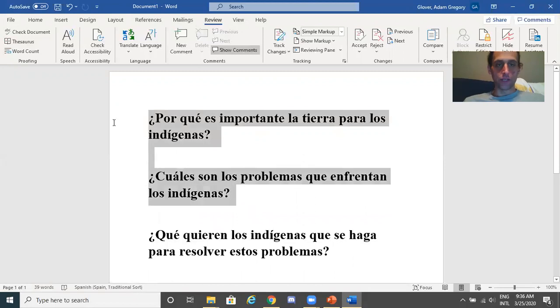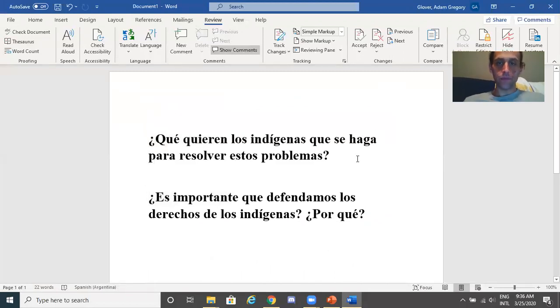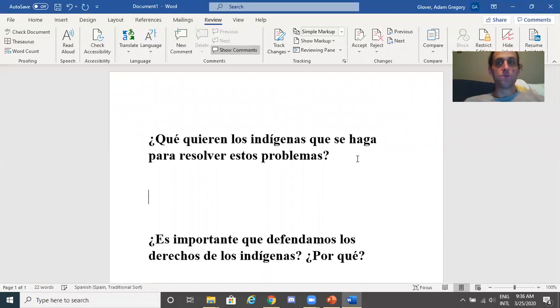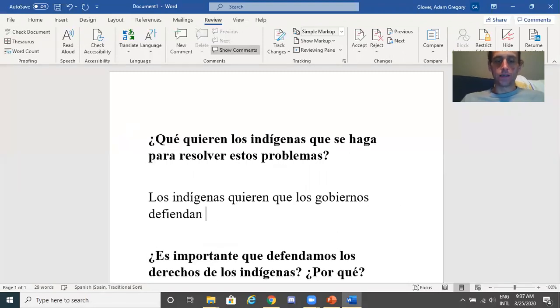Here's another kind of question. Now, in this case, it's a little bit more obvious how you might use the subjunctive. See? So it says, ¿qué quieren los indígenas que se haga para resolver estos problemas? What do the indigenous want to be done to resolve these problems? Well, here, it's easy to use a subjunctive. You could say, for instance, los indígenas quieren que, and then obviously we use the subjunctive. Quieren que los gobiernos defiendan sus derechos. ¿Sí?